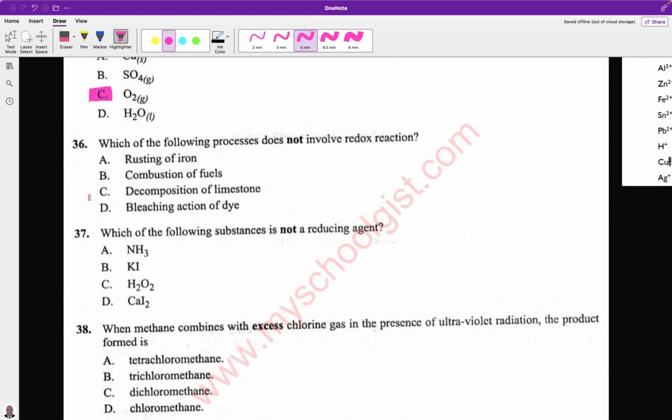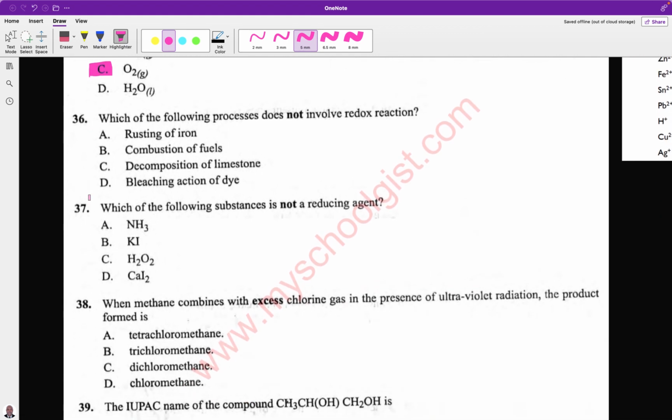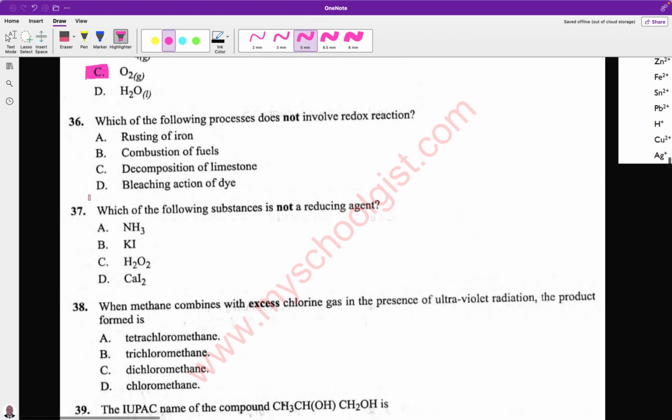Now, 36. Which of the following processes does not involve redox reaction? Again, redox reaction has to do with oxidation and reduction. Oxidation is loss of electron, or an increase in the oxidation number, while reduction is gain of electron, or a decrease in the oxidation number. Let's write this equation and let's see what is happening.